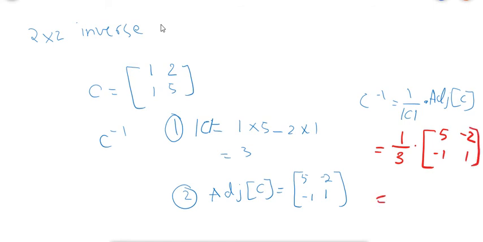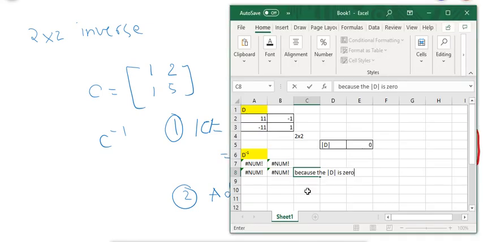Okay, this is equal to 1 over 3 multiplied into the matrix, because it is scalar multiplication. It will be 5 over 3, minus 2 over 3, minus 1 over 3, and 1 over 3. This is the inverse matrix. Let me check our answer to see if it is correct or wrong.